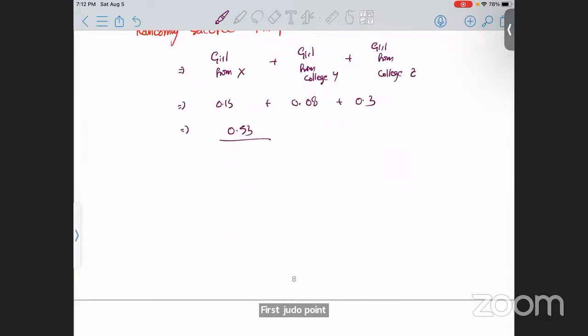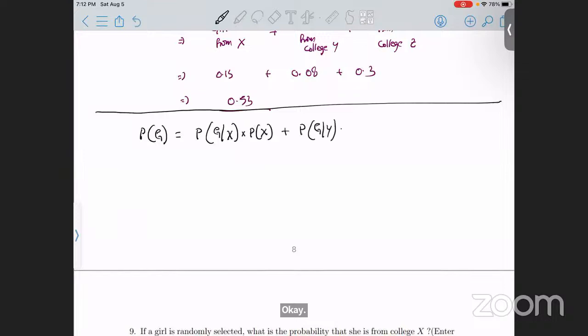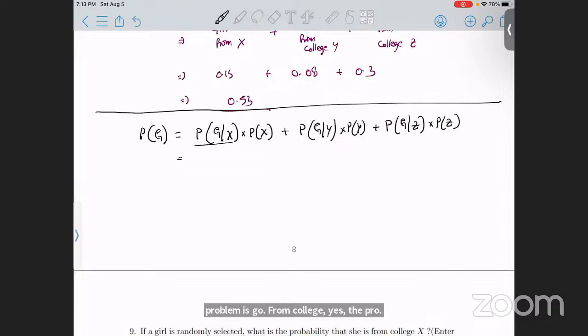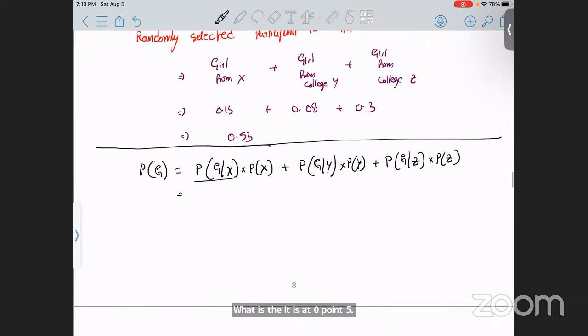Now the other method I will explain. Most textbooks give this one. Look, they ask the probability of girl, which equals the probability of girl from college X into the probability of college X, plus the probability of girl from college Y into the probability of college Y, plus the probability of girl from college Z into the probability of college Z. What is the probability of girl from college X? It is 0.5.